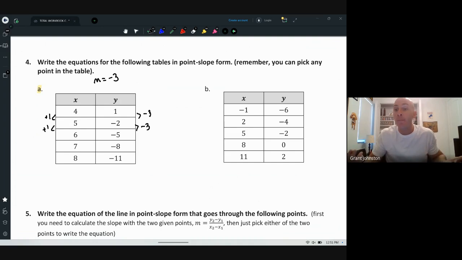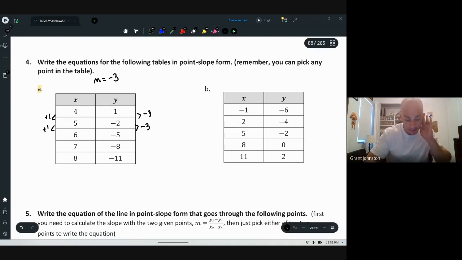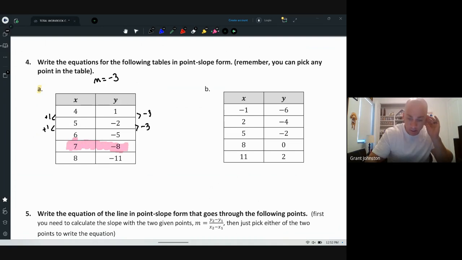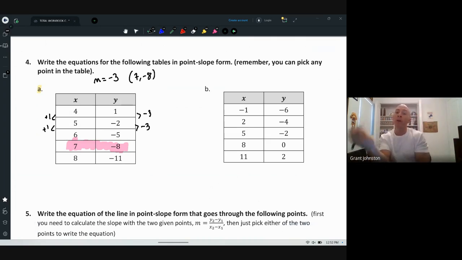And then we just have to pick a point. Any point. It doesn't matter. So why don't I just pick, I don't know, pick this one. 7, negative 8. So I got my point, and I got my slope. So now I can write it in point slope form.